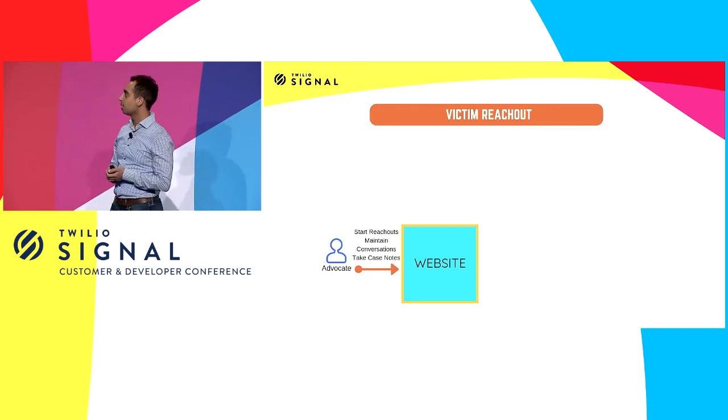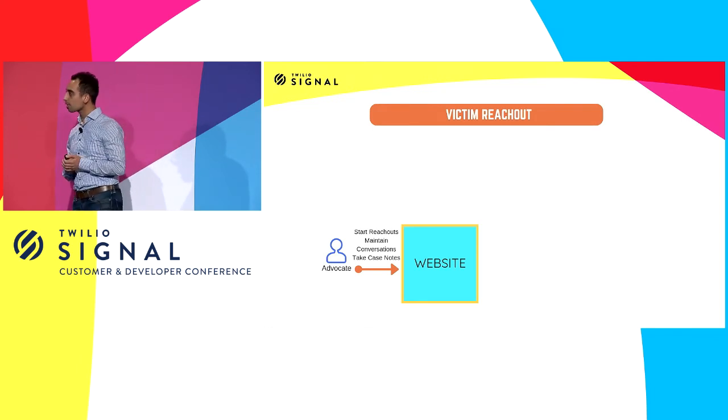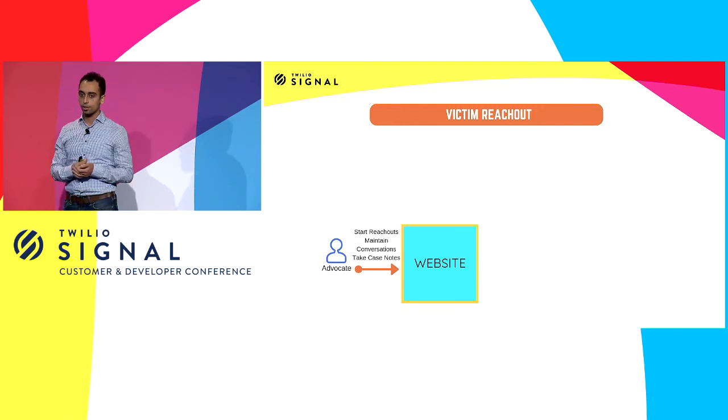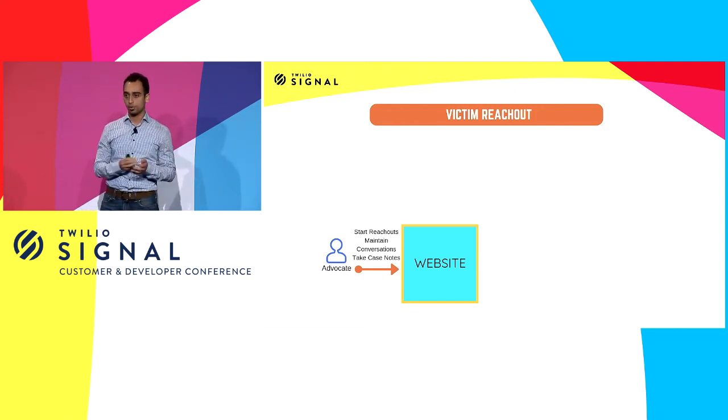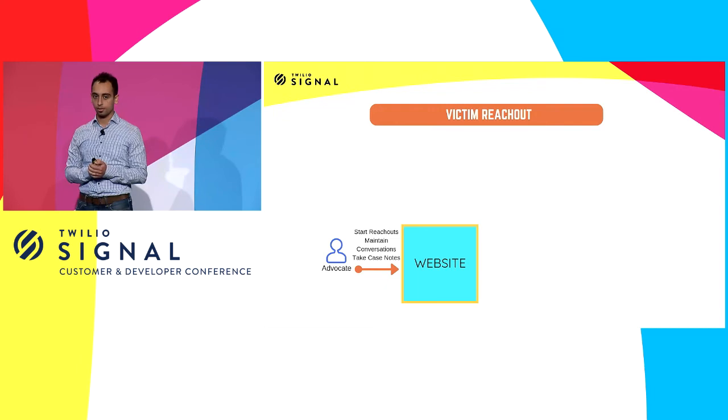So at a high level, there are two key scenarios here that Robert mentioned. The first one is the victim reach out scenario. That one starts with the advocate. The advocate is a volunteer or an employee of a nonprofit whose job it is to reach out to all the potential victims of trafficking out there. Our system automatically scrapes certain websites in some regions, gets all the phone numbers that we managed to find, deduplicates them, and puts them in a database.